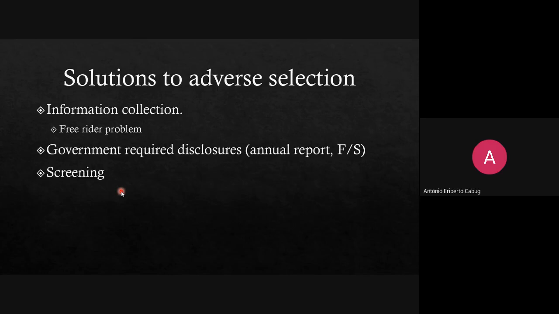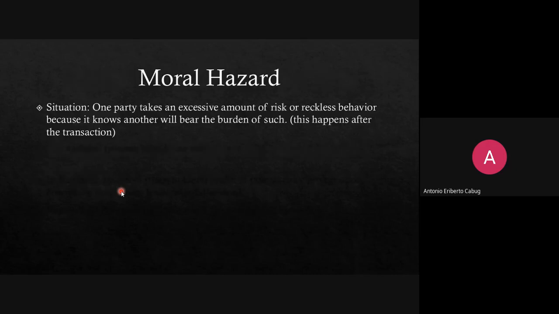Another problem with information asymmetry is moral hazard.